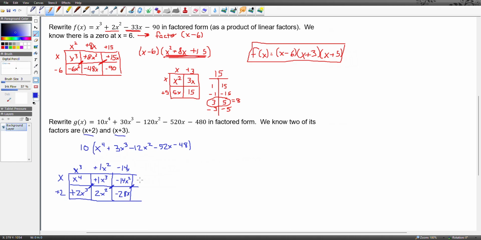And then I need another diagonal. So I'm going to need to extend this box out a little further here. Negative 28x plus this box needs to make negative 52x. So if I start at negative 28, I have to go down some more to get to negative 52. And it would actually be down 24x. So I put negative 24 up top. And negative 24 times 2 makes negative 48.